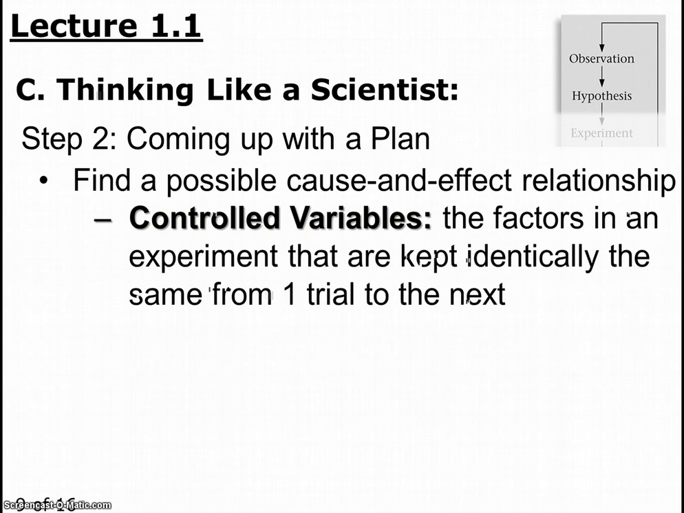Every other item in your experiment is going to be a controlled variable. These variables are the different factors that are kept identically the same from one trial to the next. For example, any equipment or glassware you use, you want to keep the same. The conditions of the laboratory or classroom, the temperature of your solutions, anything that is not a variable that you want to be changing, you have to keep it the same to keep your experiment controlled.